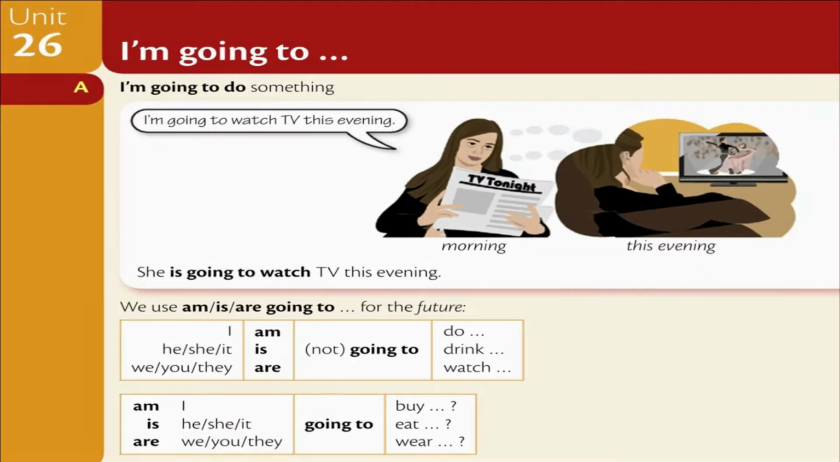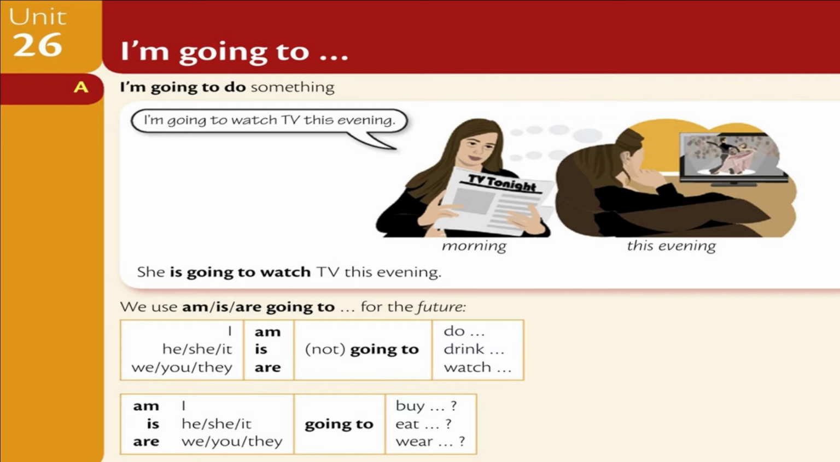Unit number 26. I am going to. Section A. I am going to do something. I am going to watch TV this evening. She is going to watch TV this evening. We use am, is, are, going to for the future. For example, I am going to do, I am going to drink, I am going to watch.